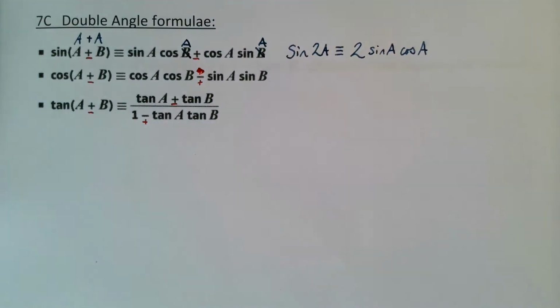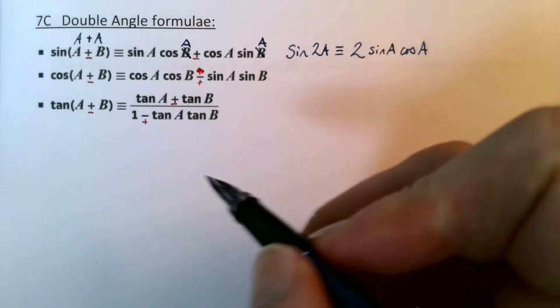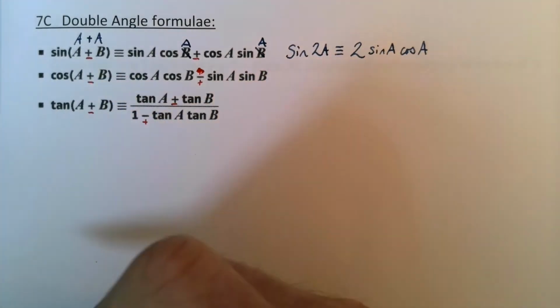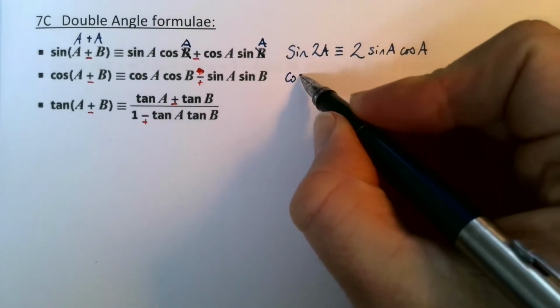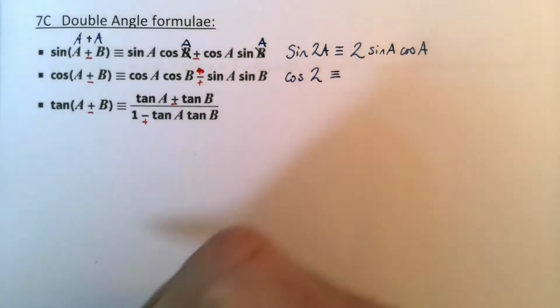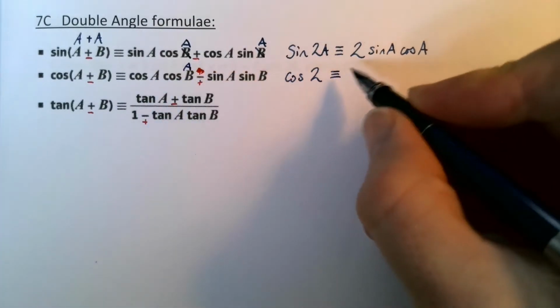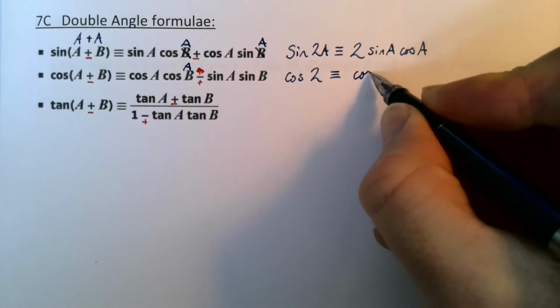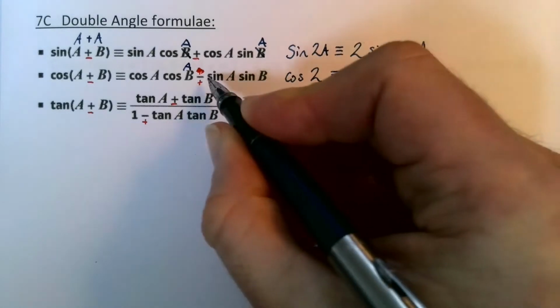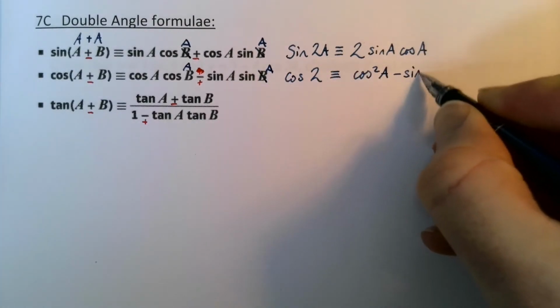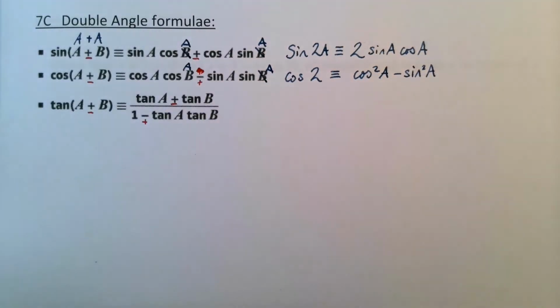I'm going through this gradually because you don't get this in the formula booklet. You've got to create this from that when you see some of these double angles popping along. Now the next one is going to be for cos 2A. And if we do that, it's going to be cos A cos A. Well, cos A cos A would be cos squared A. And then we're going to be taking away, if that was an A as well, sine A times sine A will be sine squared A. So that's one identity you can get from it.